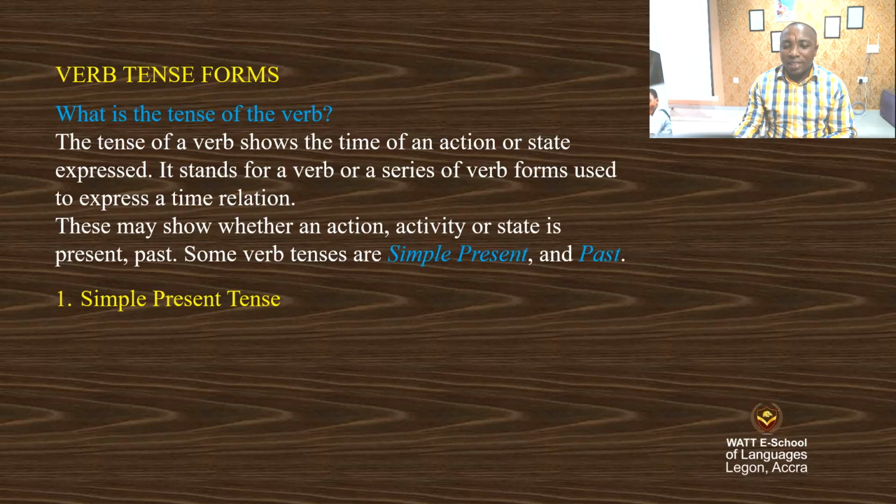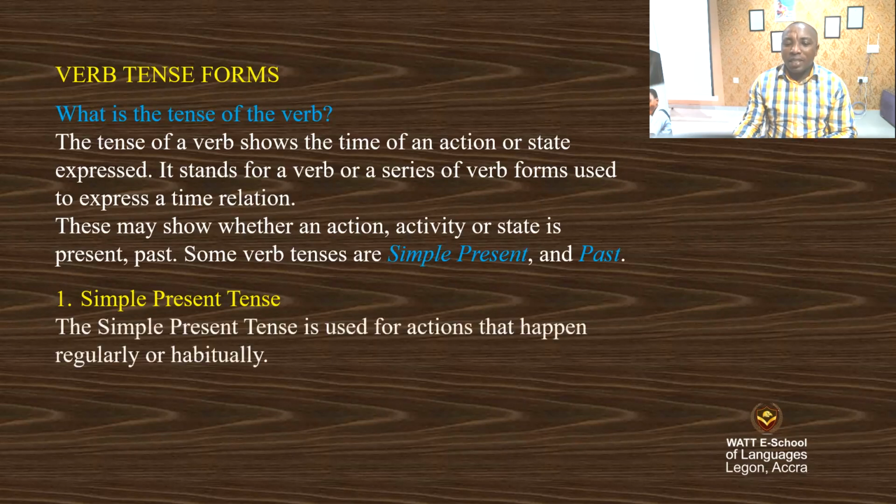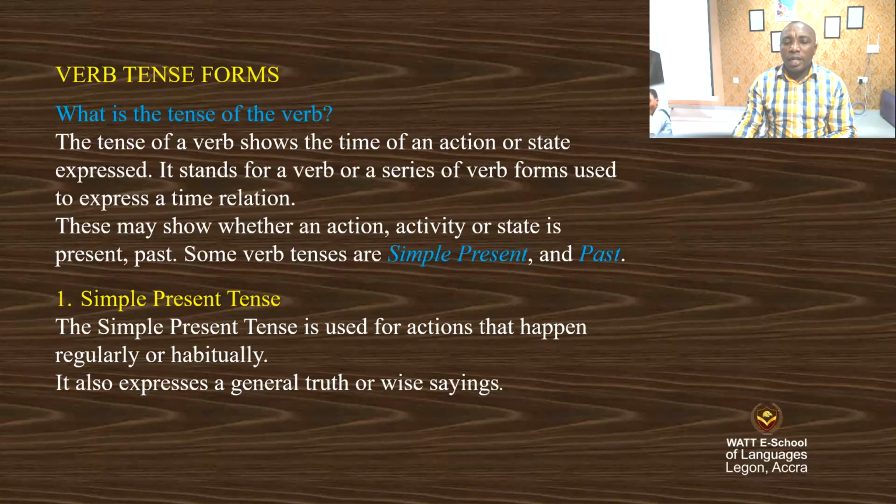Simple present tense. The simple present tense is used for actions that happen regularly or habitually. It means that it will occur all the time. It also expresses a general truth or wise sayings. Let's have a look at some examples to understand better.